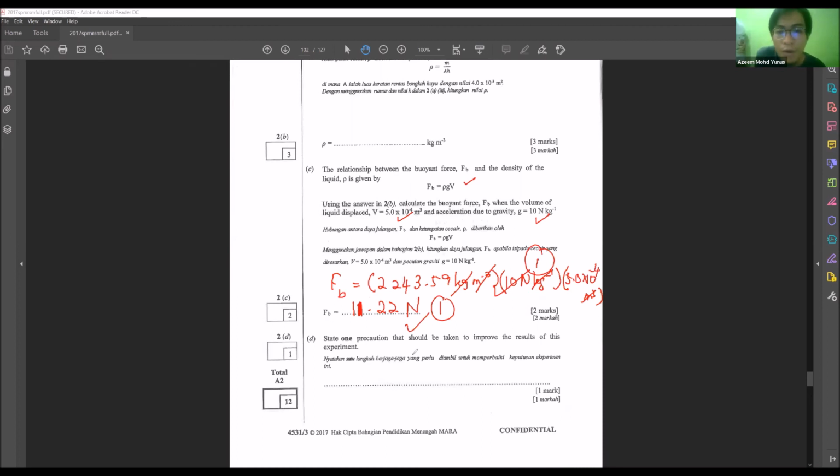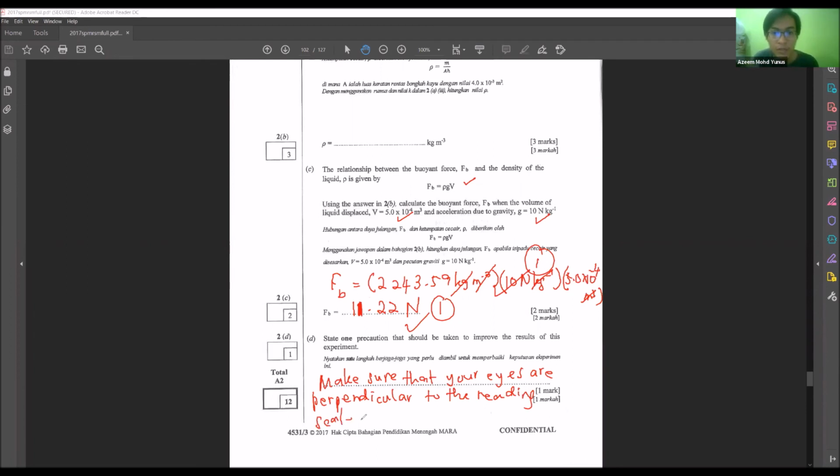Lastly, state 1 precaution that should be taken to improve the results of this experiment. Again, we're going to use the template that we already did before. Make sure that your eyes are perpendicular to the reading scale.